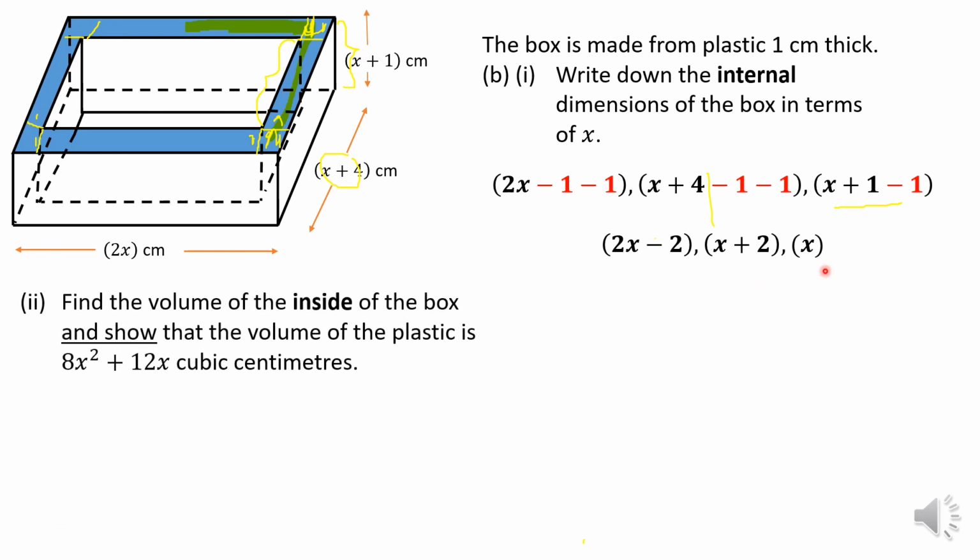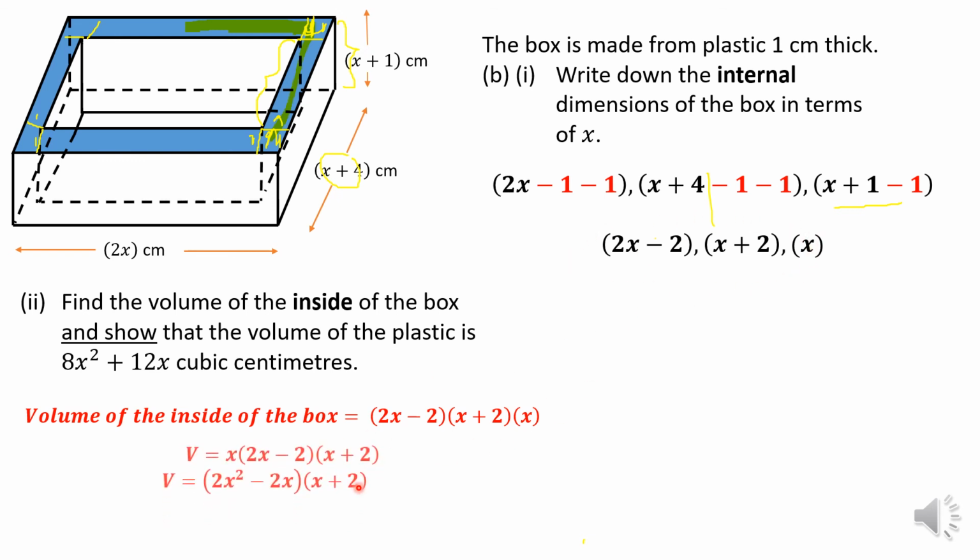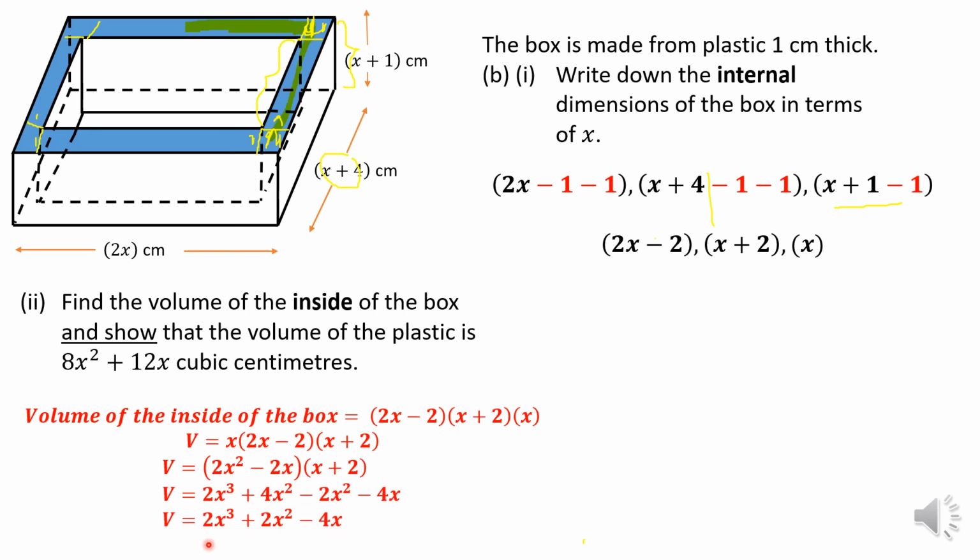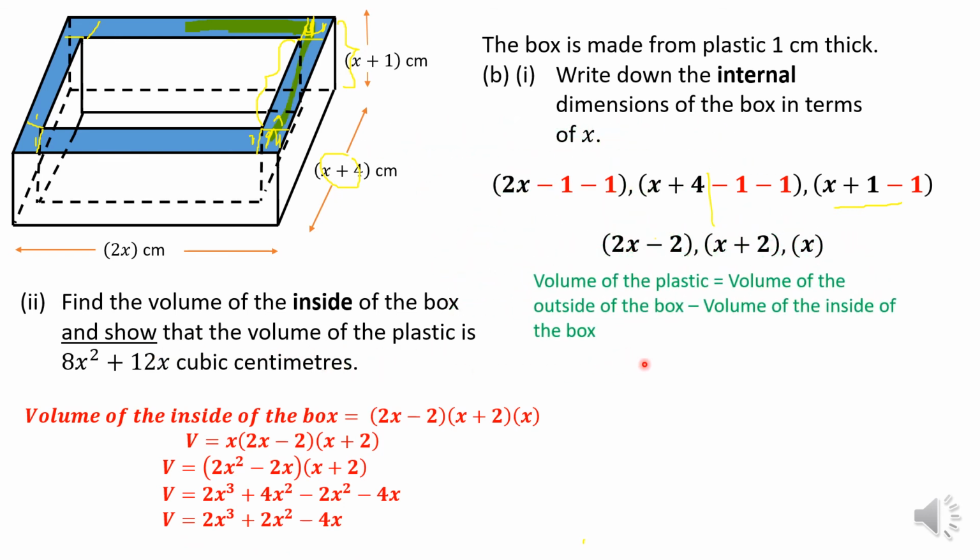Now they might ask you to find the volume of the inside, and then show that the volume of the plastic is 8x squared plus 12x. So first let's find the volume of the inside of the box. That means we're going to take these new dimensions and multiply them. When we multiply them, we end up with 2x cubed plus 2x squared minus 4x. Now, in order for me to find the amount of plastic, or the volume of plastic, I will definitely have to do a subtraction here.